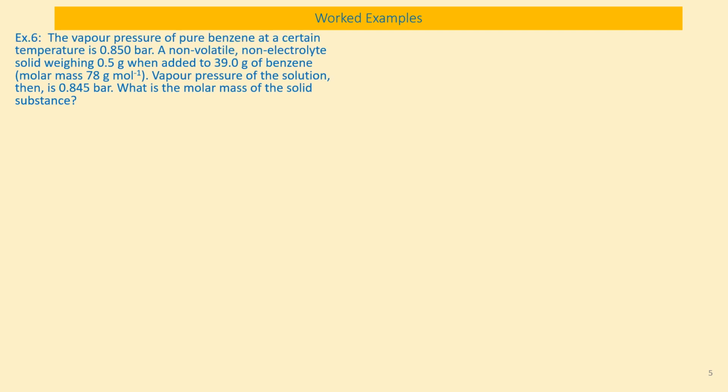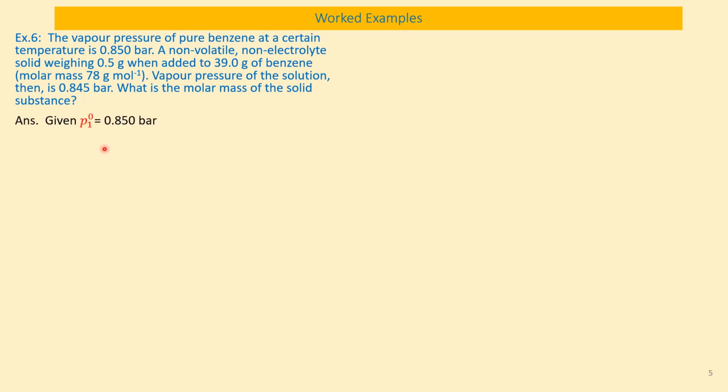Example number 6. The vapor pressure of pure benzene at a certain temperature is 0.850 bar. A non-volatile, non-electrolyte solid weighing 0.5 grams when added to 39 grams of benzene whose molar mass is 78 grams per mole. The vapor pressure of the solution then is 0.845 bar. What is the molar mass of the solid substance? So please read the question once again and note down all the given parameters.